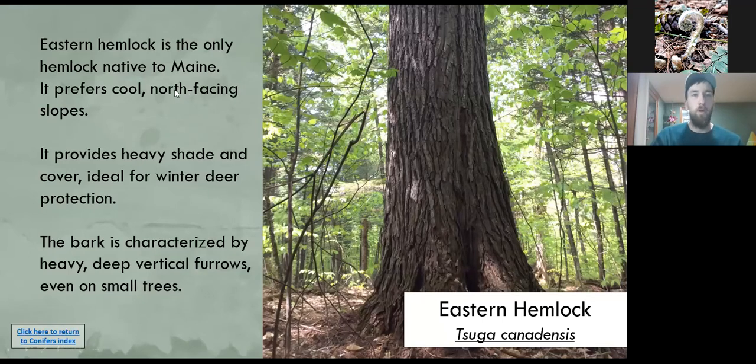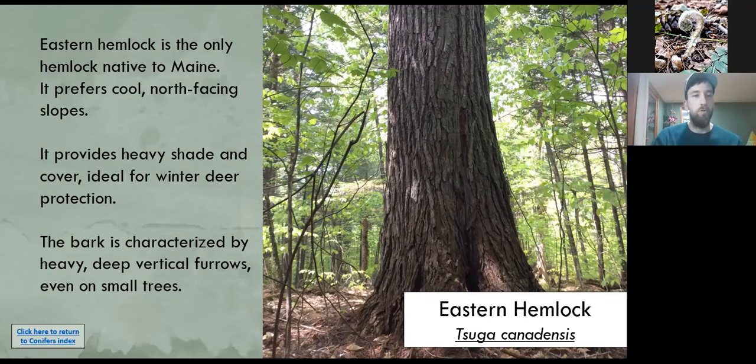Eastern hemlock is the only hemlock native to Maine. You're going to find it on your cool sites, typically north facing, but they're often found in stream drainages, or basically any sort of extreme place other trees really don't want to grow. They are extremely shade tolerant, and they cast a lot of shade themselves. They're one of the longest living conifers here in Maine, probably only second to the northern white cedar. Individuals can live in excess of 500 years.